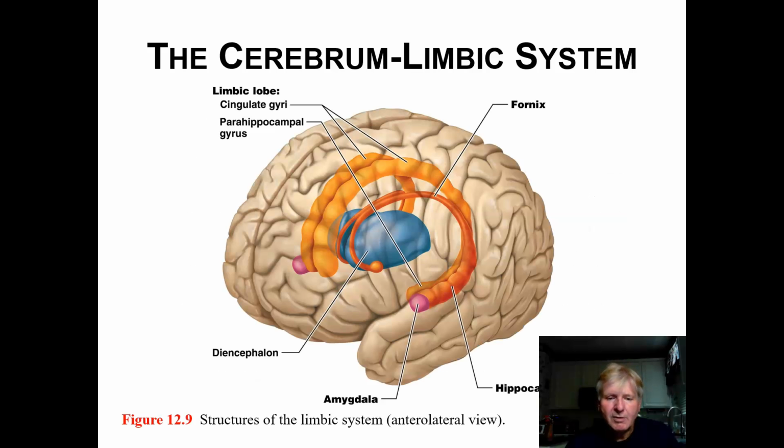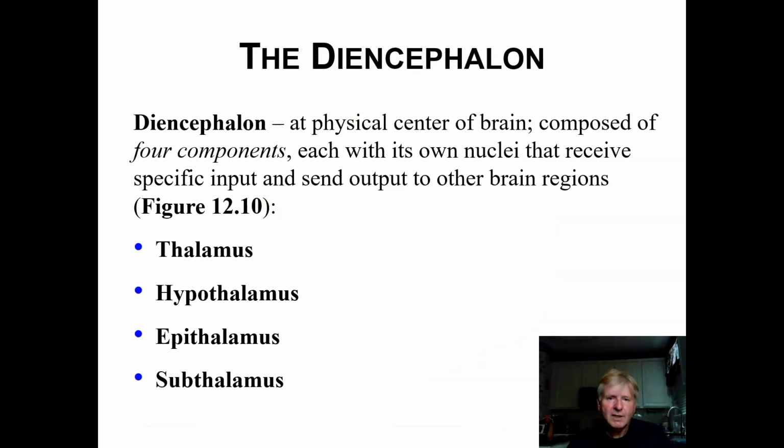So here's an image showing you the structures of the limbic system. You can see the cingulate gyri, the parahippocampal gyri, the fornix, and then the diencephalon and the amygdala in purple. So that's the limbic system, especially important for memory, emotion, personality, and planning.